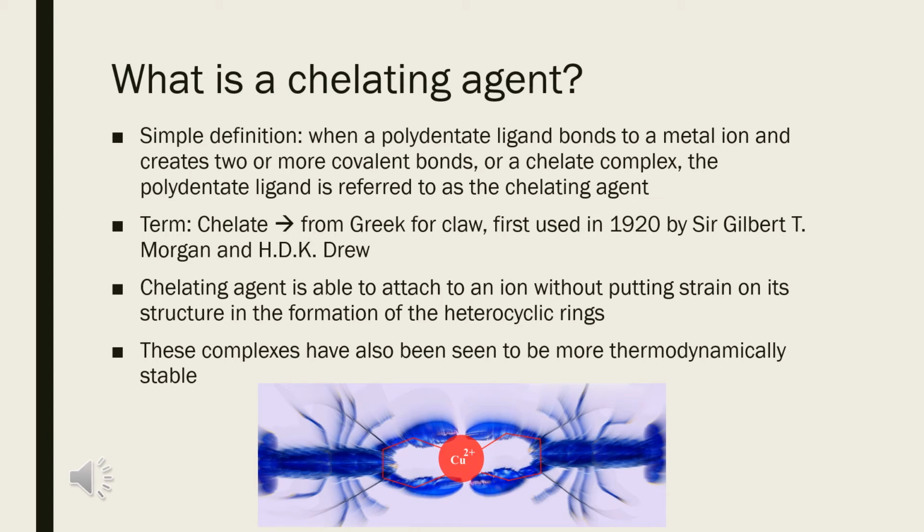A chelating agent is able to attach to an ion without putting strain on its own structure when forming heterocyclic rings. And these complexes have also been seen to be more thermodynamically stable. And you can see in the picture where they used lobster claws to represent what chelate means in the word claw.